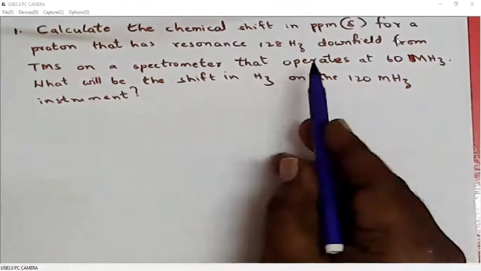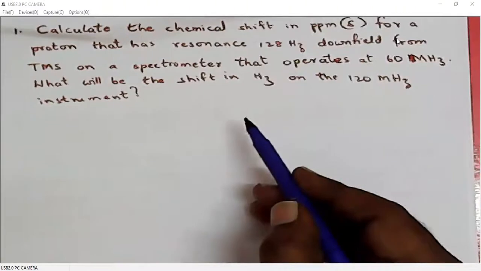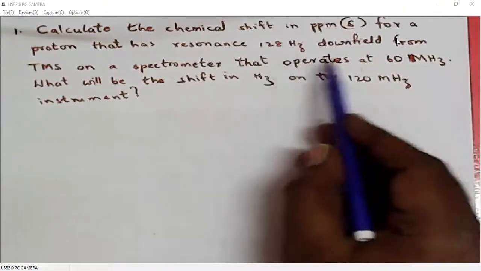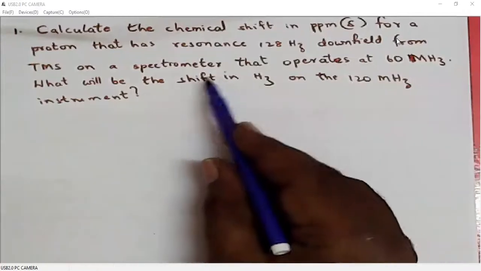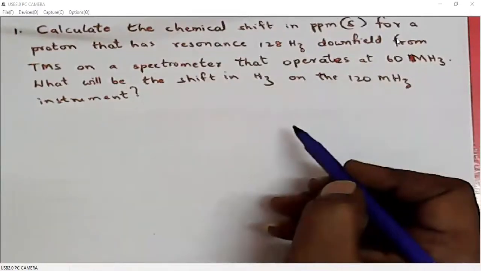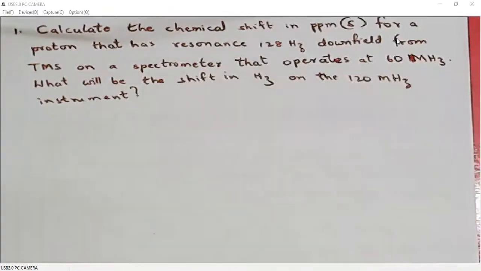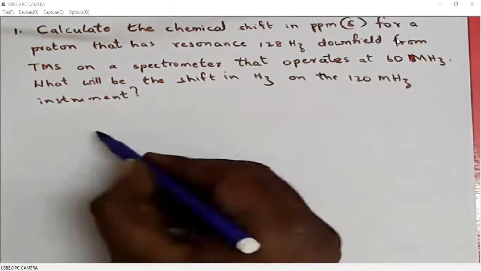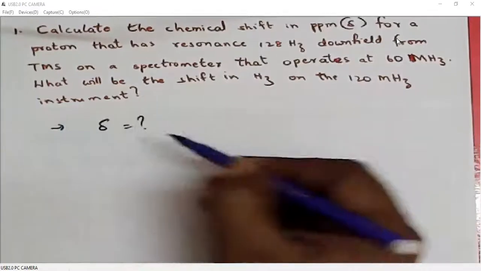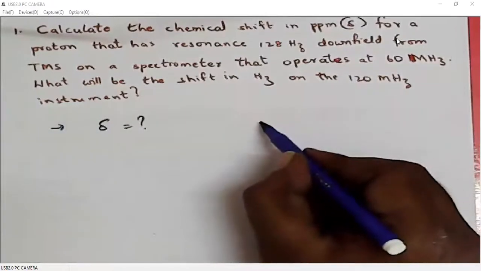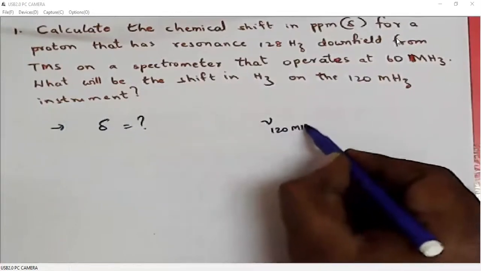Calculate the chemical shift in ppm for a proton that has a resonance at 128 Hz downfield from the TMS on a spectrometer that operates at 60 MHz. What will be the shift in hertz on the 120 MHz instrument? So we were asked to calculate the delta chemical shift value, and in the second problem we were asked to calculate the frequency in a 120 MHz instrument.